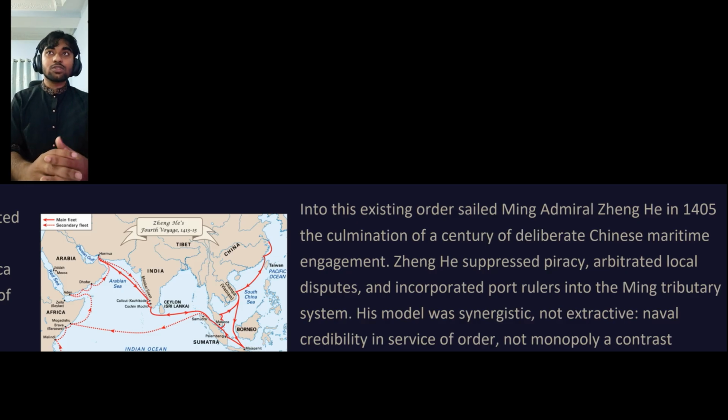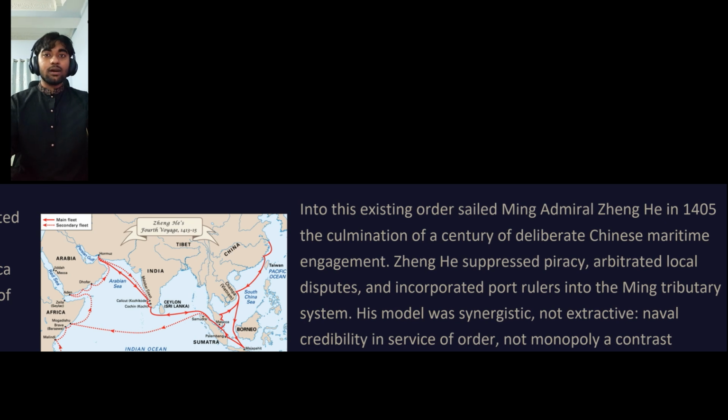This mattered because most of the ports he visited, such as Calicut here and Malacca, were controlled by Muslim communities, and they often saw him not as an outsider but rather as a brother; a kind of brotherhood was formed. He was culturally legible to many trading communities. His fleets also included Muslim interpreters fluent in Arabic and Persian, which allowed them to navigate both language and legal customs. This made diplomacy much easier.